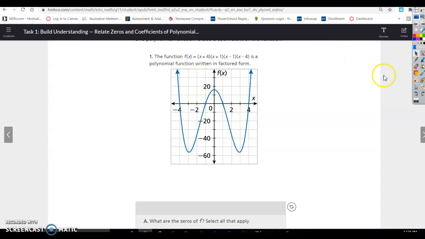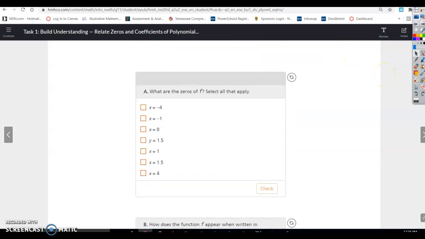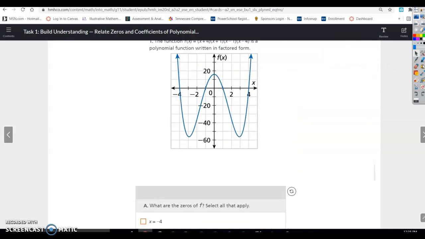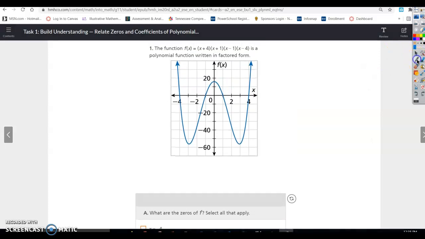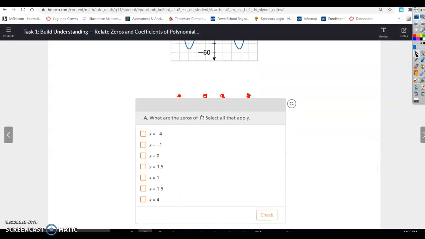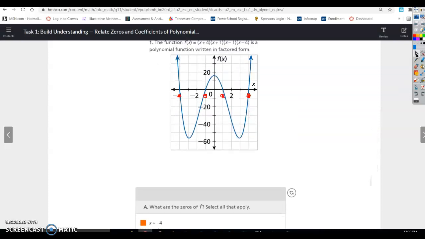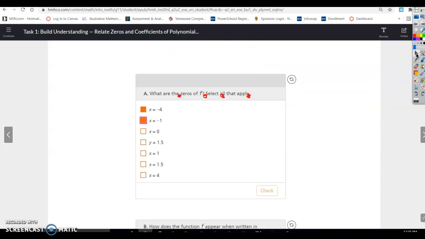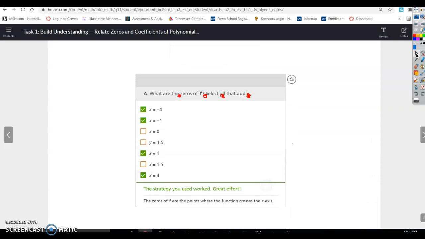All right. Now, the first question says, what are the zeros of f? Select all that apply. All right, so I'm going to use the pen here and try to mark the zeros, which are where it crosses the x-axis. So there's -4, -1, +1, and +4. So there's actually 4 answers here that we need to mark. So -4, -1, and then +1 and +4.